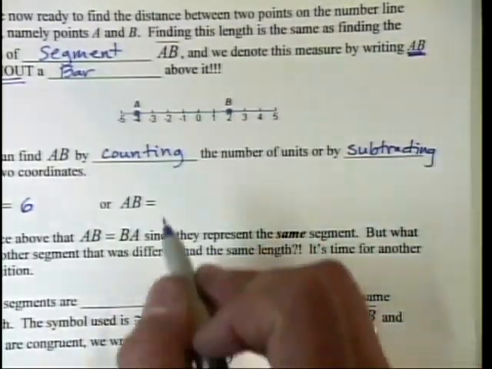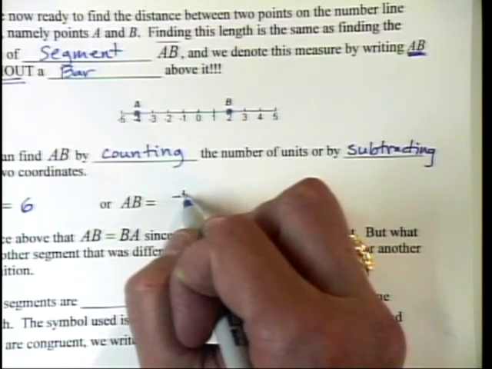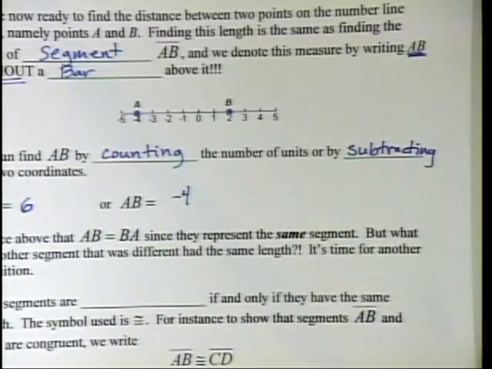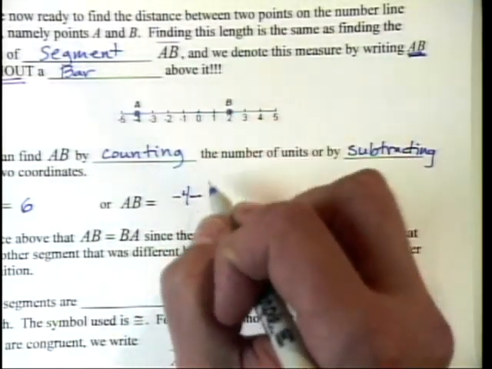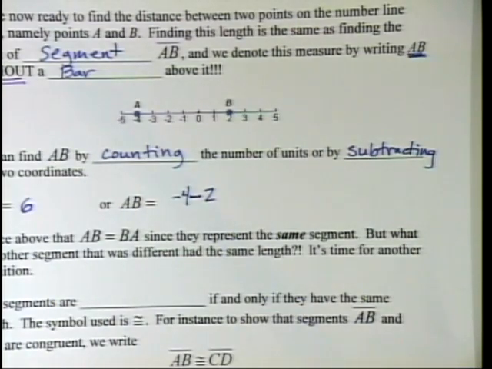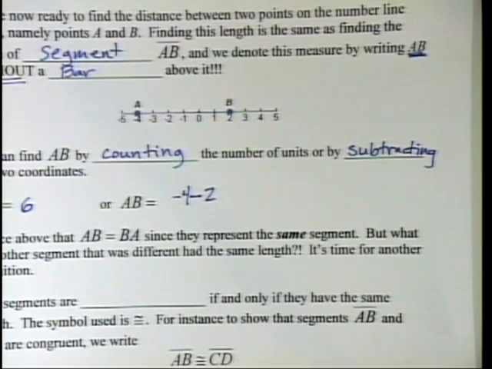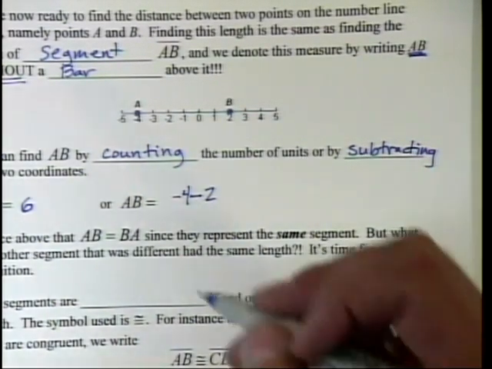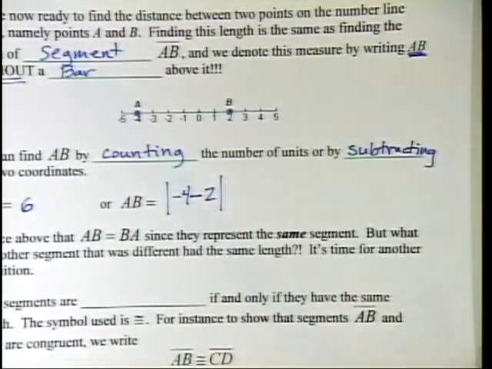The length of AB is, I take the first coordinate, negative 4, and I always subtract the other, minus 2. Now we're looking for the distance between them, so we want the distance to always be positive. How do we do that? You guessed it, we take the absolute values. So if we always take the absolute value of the difference between the 2 coordinates, we'll always have the distance.